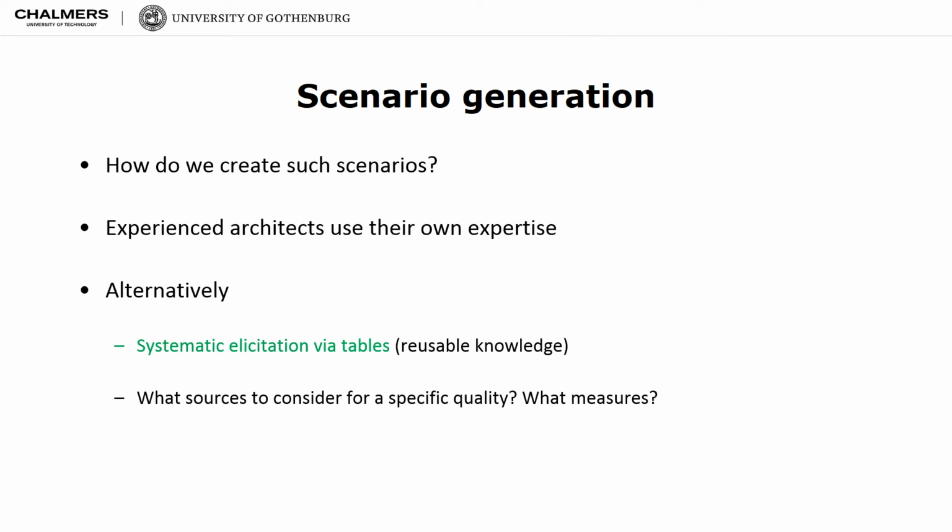In the course book, there are a number of tables you can use to systematically elicit the quality attribute scenarios. This reusable knowledge helps you answer questions like what sources to consider for a specific quality, or what kind of measures should be considered. And the tables will get you started with the elicitation of quality requirements.